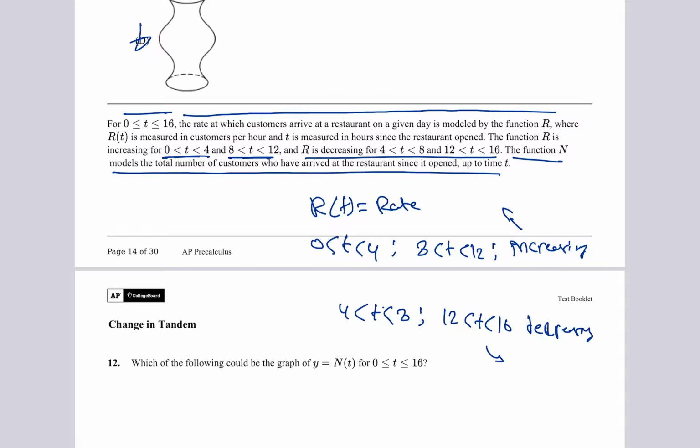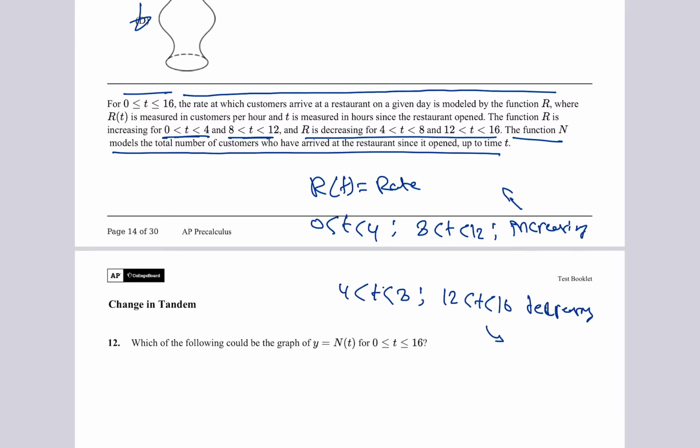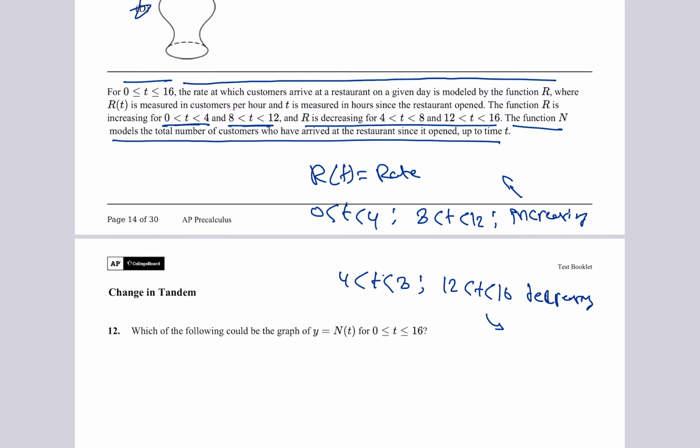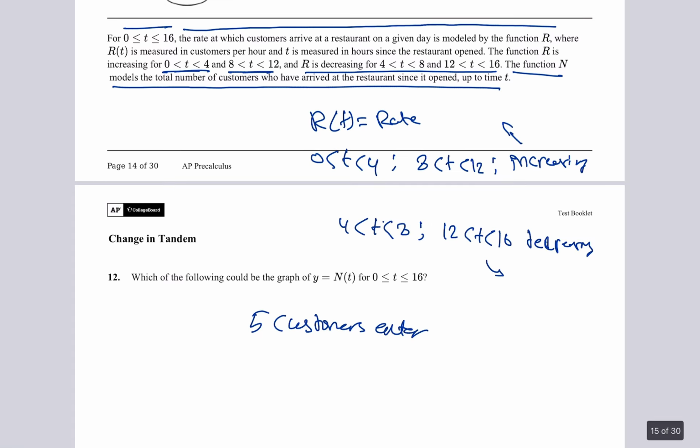They also mention that the function n, which is a totally different function, models the total number of customers who have arrived at the restaurant since it opened up to time t. Now, as we move on with time, the total number of customers will just basically increase. The total number is never decreasing, right? Even if a customer leaves. So let's say 5 customers enter the restaurant and then they leave. Well, I just wrote down on a piece of paper that 5 entered. That's the total number of customers who entered the restaurant today.